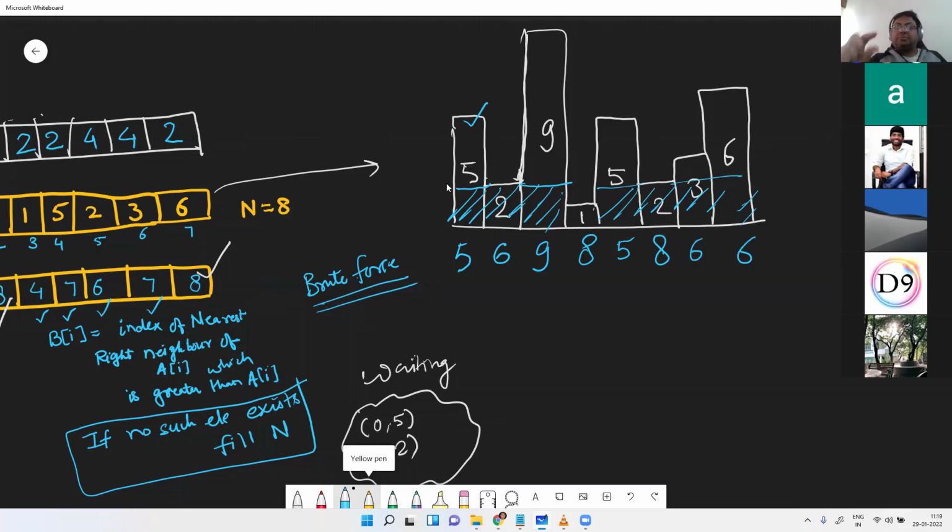For every place, if we find the answer, then what is the maximum histogram area that we find? It is 9. 9 is the final answer. Is that correct?